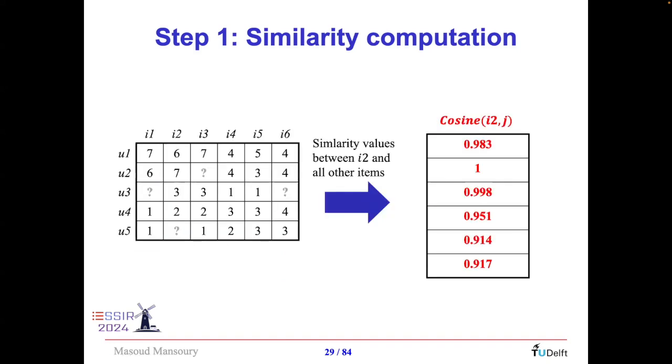We do the same process for all other items in the system, between item I2, which is our target item, the item for which we want to see what rating would be given by a target user. So first we need to compute the similarity value between this item and all other items.